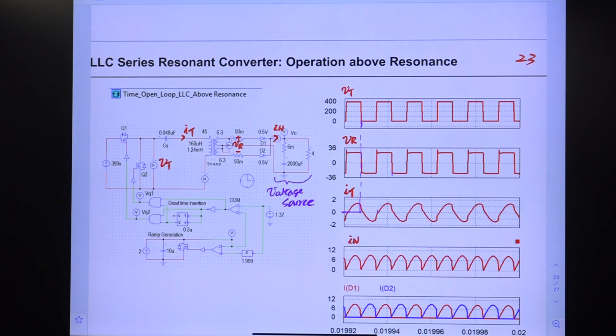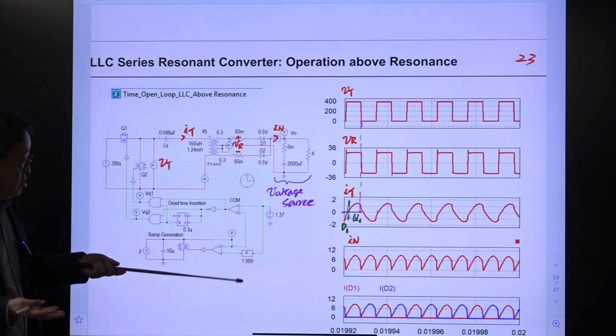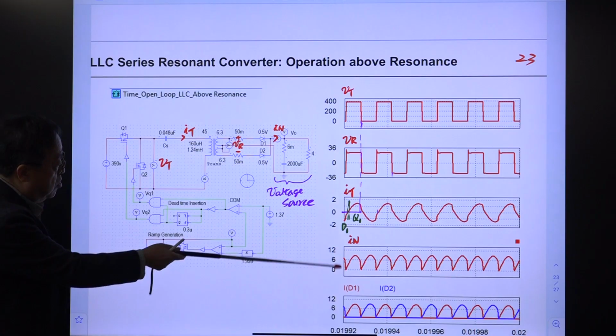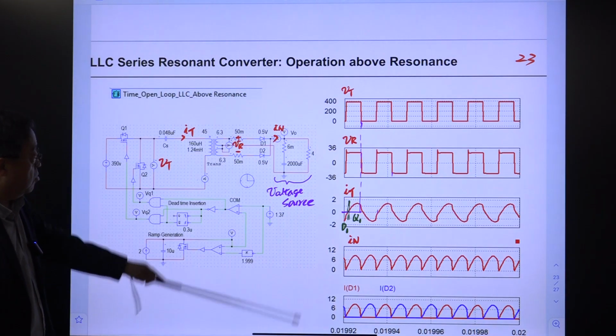Okay, let me go to this one. So if you draw one vertical line here, in this period D1 is conducting, and after this Q1 channel is conducting. So you have ZVS condition here, right? And in this waveform, we don't have any discontinuity. So this is a CCM operation, and waveforms are very similar to the sinusoidal wave. Not perfect, but very similar to the sinusoidal wave. So this is the desired operation.